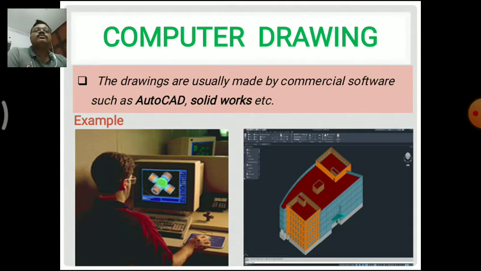In the freehand drawing we draw only with the pencil and freehand, but in the instrument drawing we take all the instruments with precise measurements. But in the computer drawing we are using only the softwares, that is AutoCAD, SolidWorks, ANSYS, CATIA. Many softwares are there for computer drawing. The latest editions are the NX software and other softwares are also under construction.